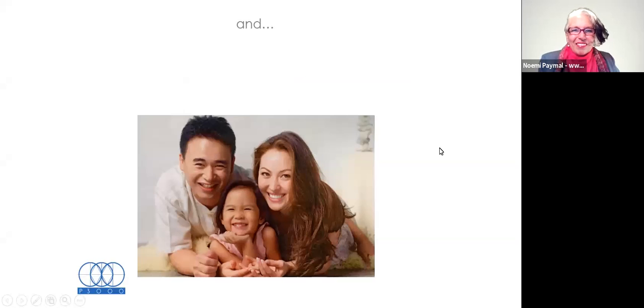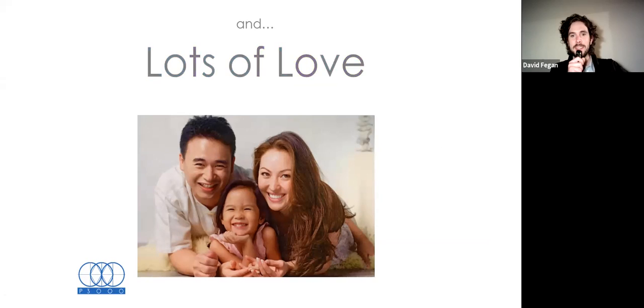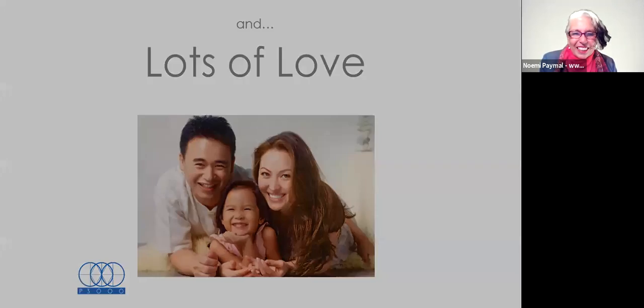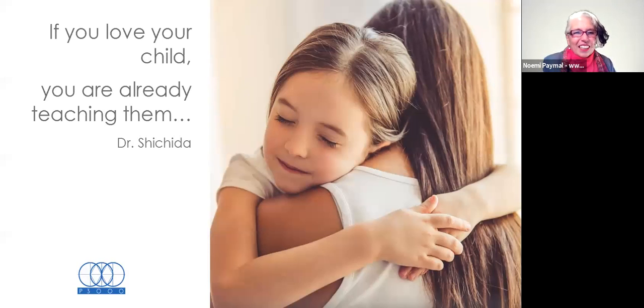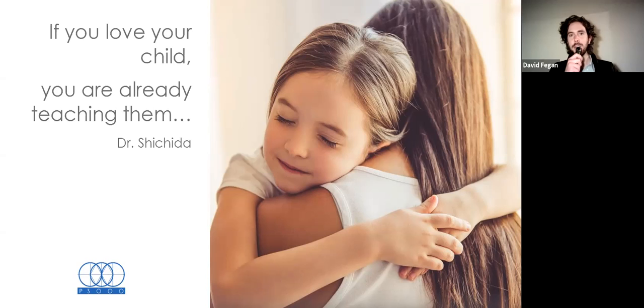Maybe you are going to think I'm repeating myself, but it's true. Sometimes we just need to remember: love. It helps solve problems. It helps to learn. It helps everything. Love your children, your babies, your family. That's the best gift. This is Shishida again: if you love your child, you're already teaching them. As simple as that.